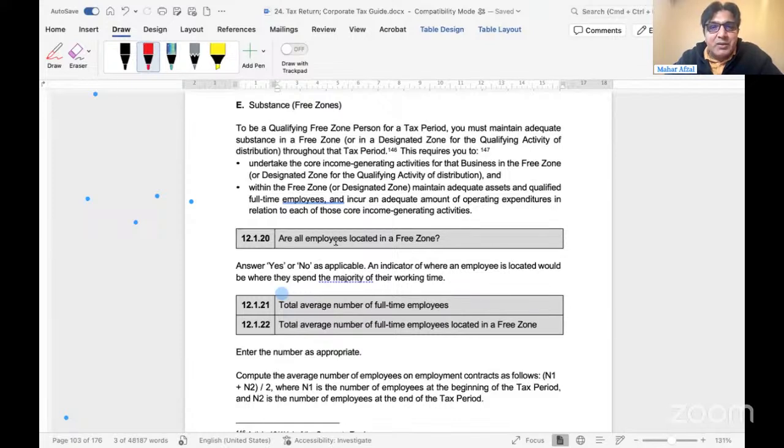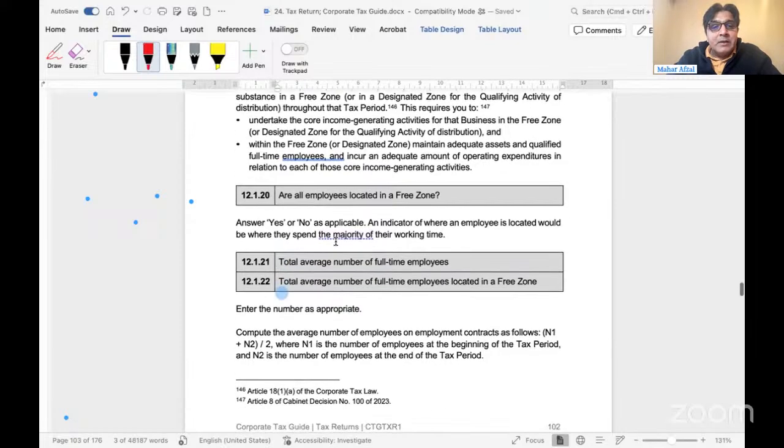They are asking these questions to establish whether you are maintaining adequate substance in the free zone or not. These questions relate exactly to this area. Are all or any employees located in the free zone, yes or no? If you put no, straightforwardly, you are not meeting the qualifying free zone person criteria. You will be going out of this criteria for the current period and the next 4 years. So you need to maintain adequate substance and hire employees over there. Are your employees located in the free zone?